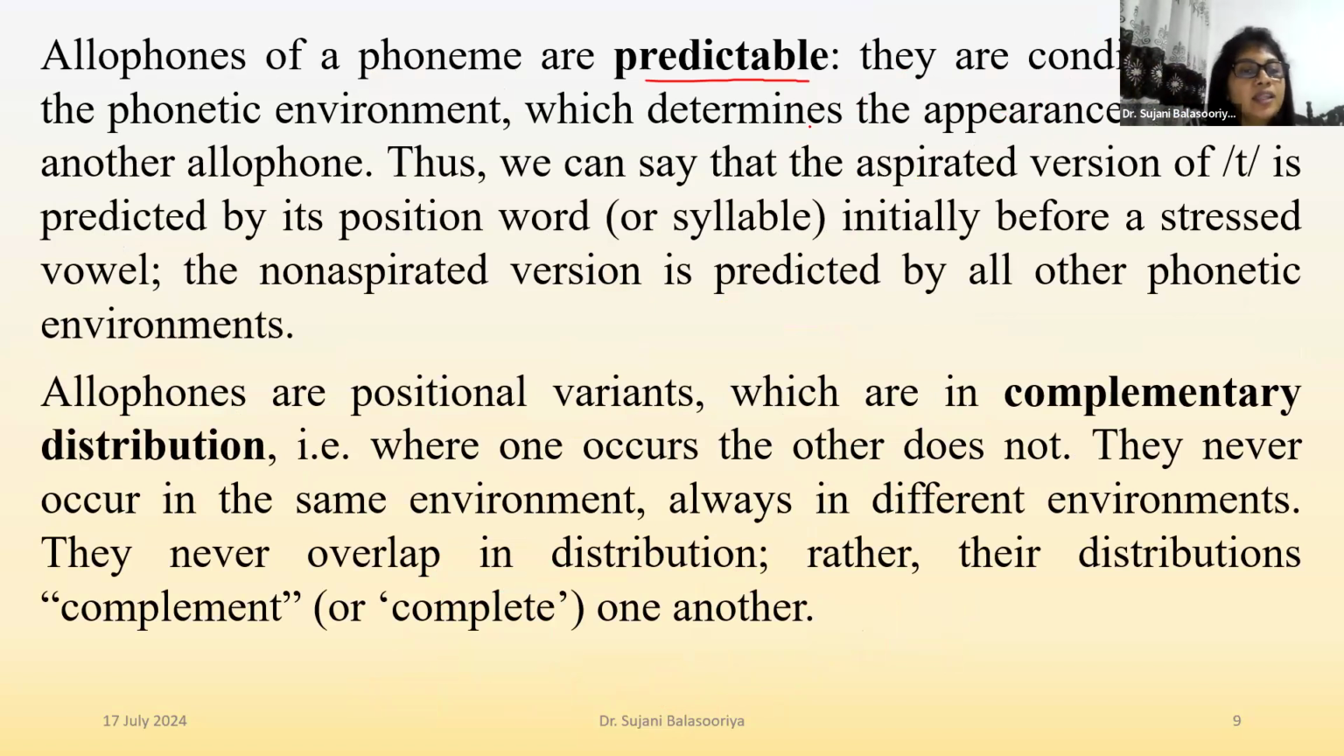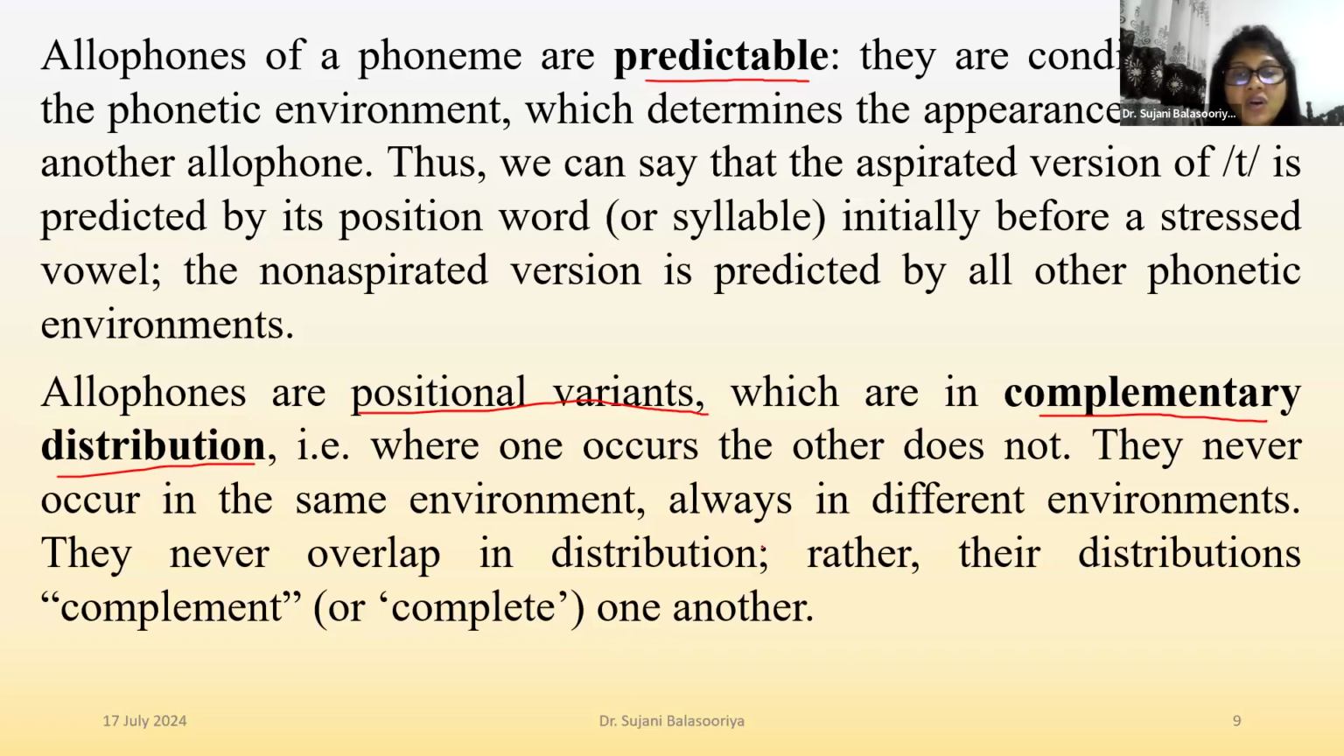Okay, and there's another characteristic. Allophones are positional variants, right? Positional variants which are in complementary distribution. So you need to be familiar with this term also, complementary distribution. That means a sound occurs when then in that place the other sound does not occur.